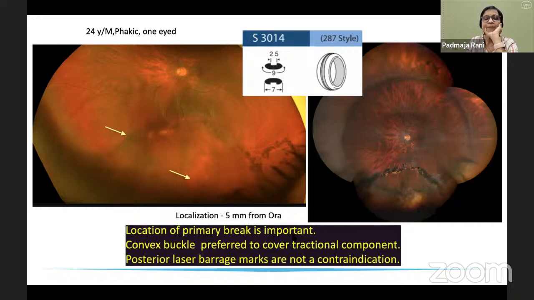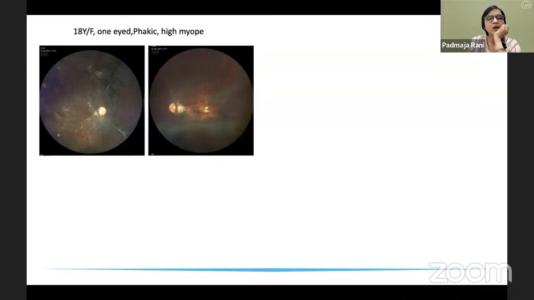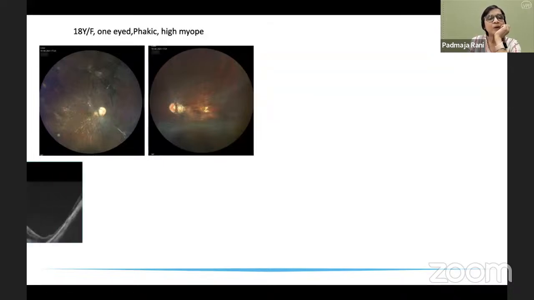So the location of the primary break is important. What did we learn from this case? A convex buckle is preferred to cover even any tractional component. And posterior laser barrage marks are not a contraindication for doing this in this patient, a high myope with a one-eyed status. Now let us look at this scenario: an 18-year-old, one-eyed, phakic, high myope.